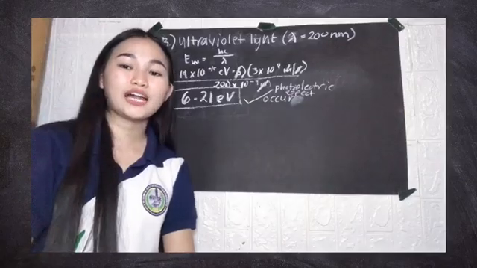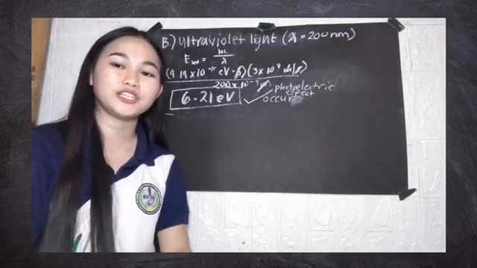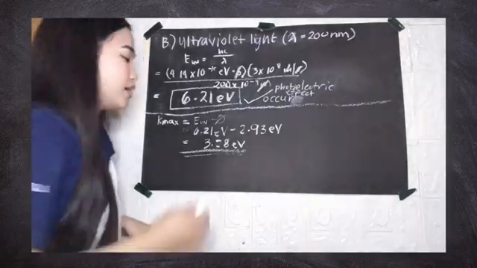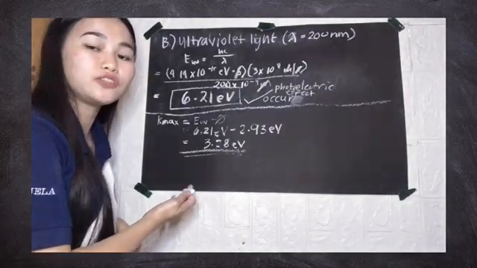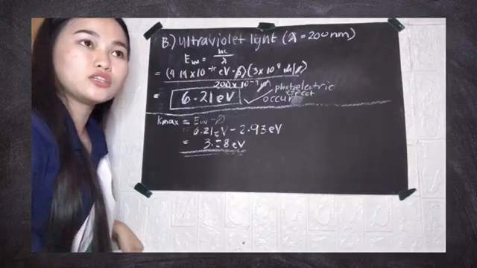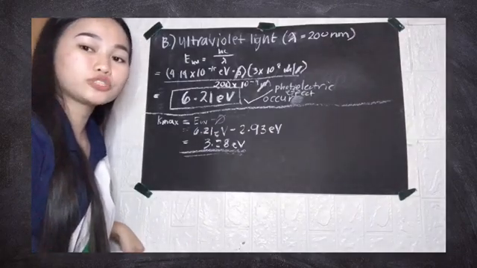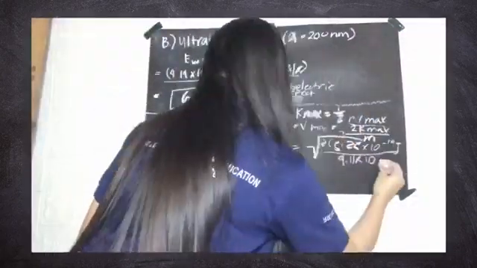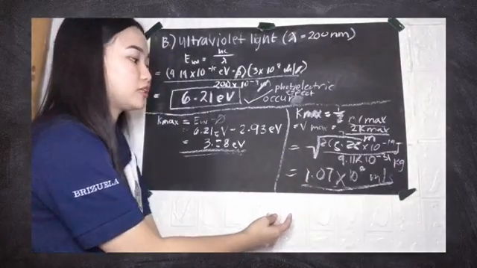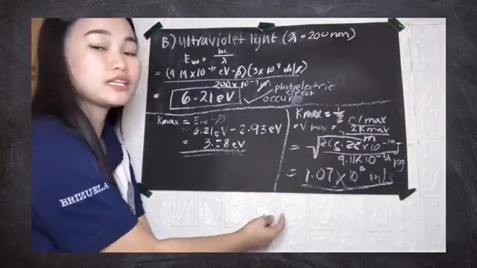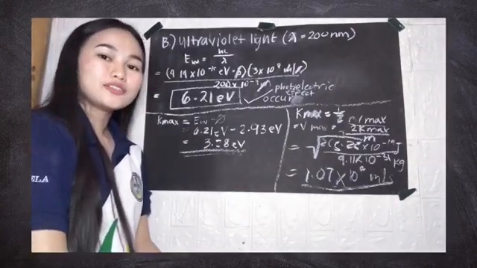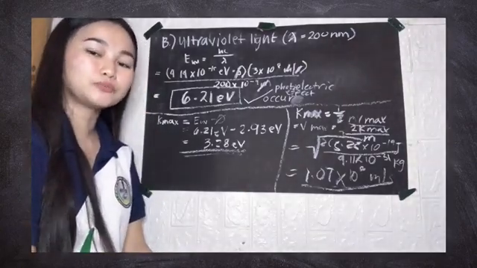Let's now proceed in calculating the maximum kinetic energy of the ultraviolet light. So this is the maximum kinetic energy of the ultraviolet light, which is 3.28 electron volts. Let's now proceed in calculating the maximum speed of the ultraviolet light. So this is the maximum speed, which is 1.07 times 10 raised to 6 meters per second. So that would be all for our problem solving number 1.